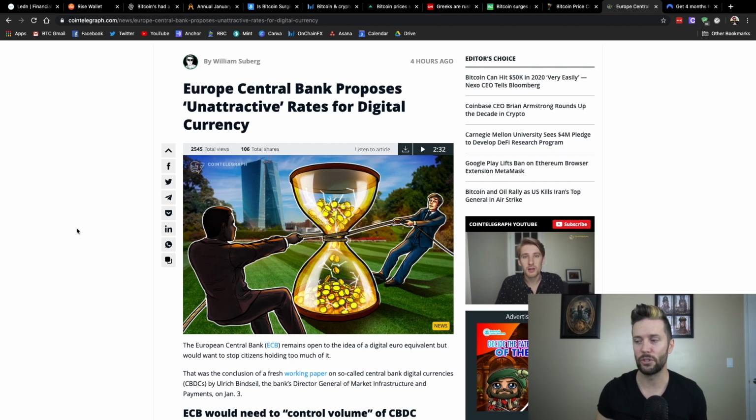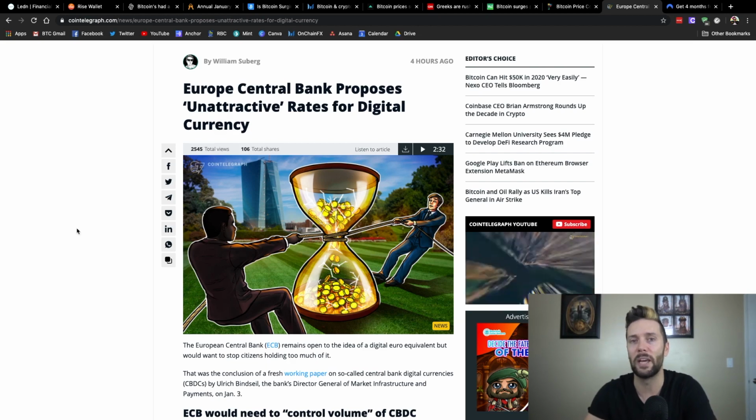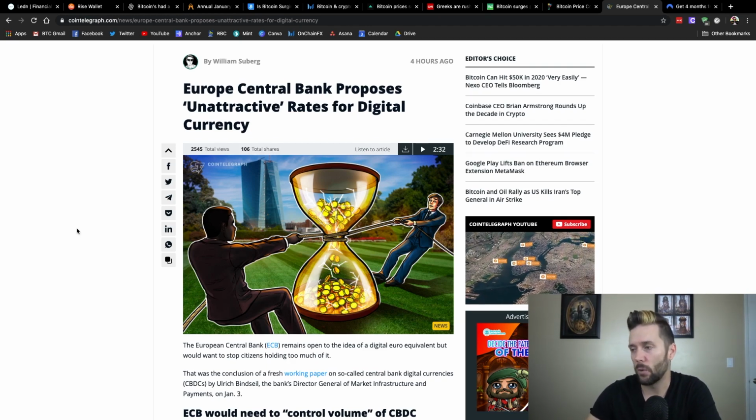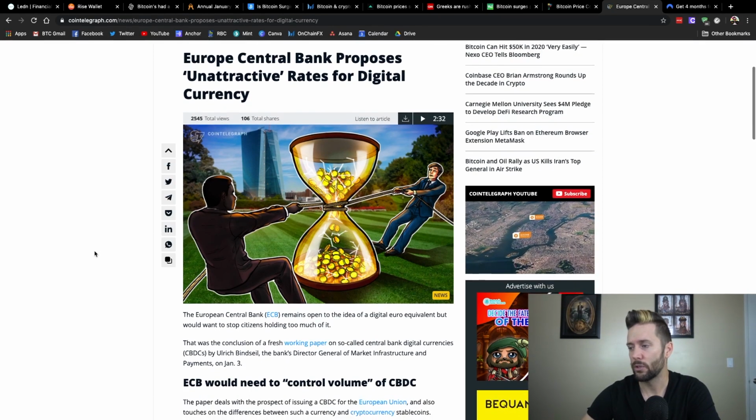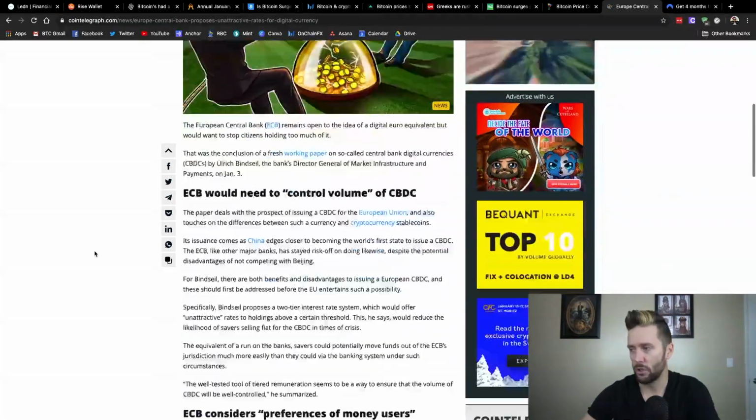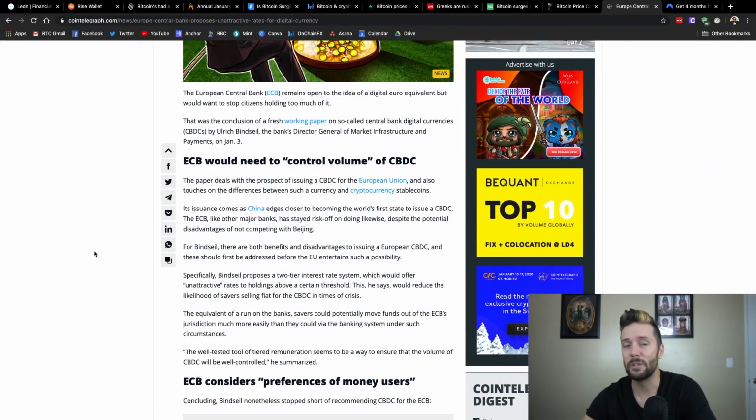And so what they're referring to is the ECB recently released kind of like a white paper for what their central bank digital currency would look like if they were to make one. And so this is kind of a tag on to that, where they're talking about they would be able to control the volume of CBDC or central bank digital currency moved around by individuals and held by individuals by making it very unattractive to hold it.